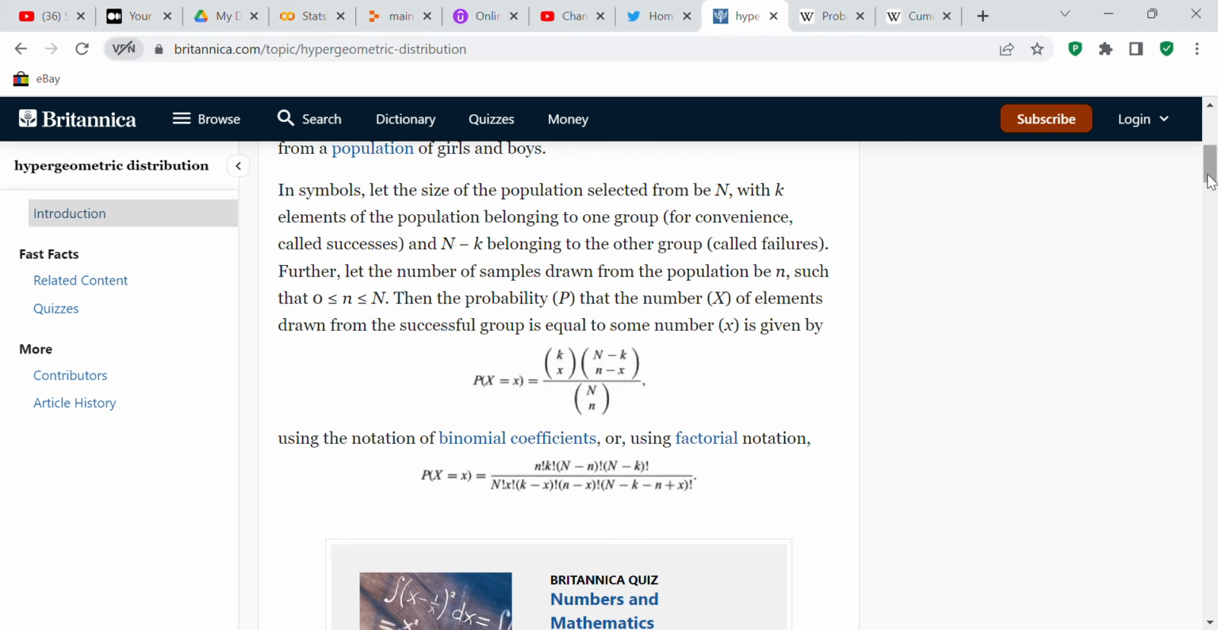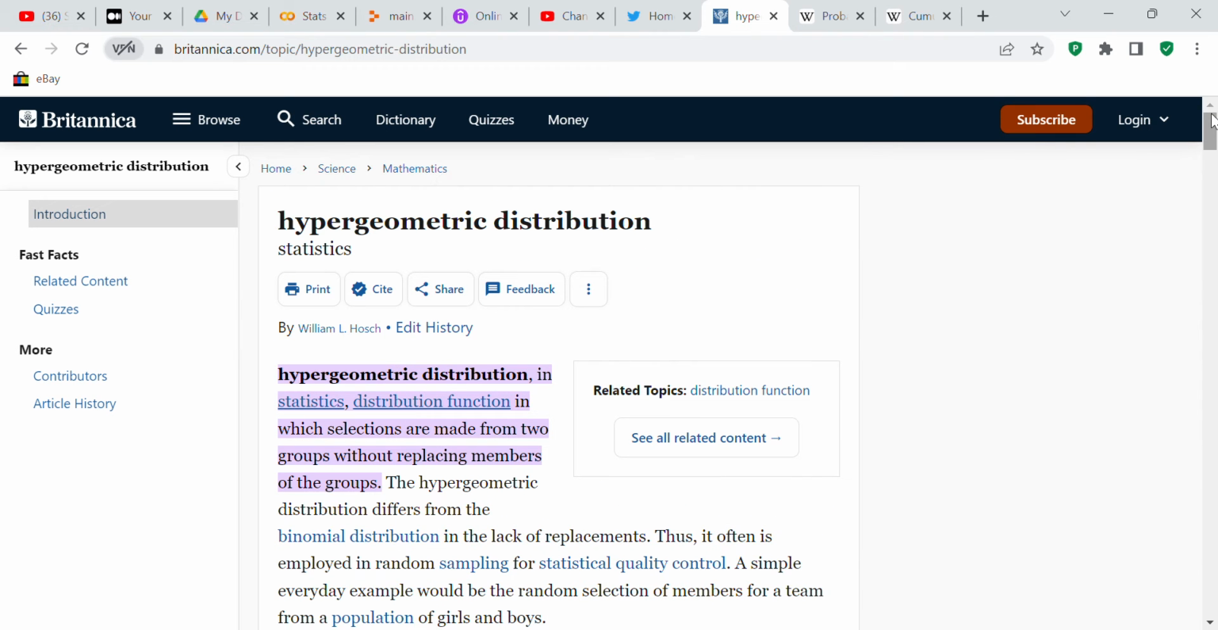So basically, you can read the rest of this article if you want. Well, I'll just read this next paragraph. In symbols, well, it just talks about the formula, so you can read the rest of the article if you want. I got it from Britannica.